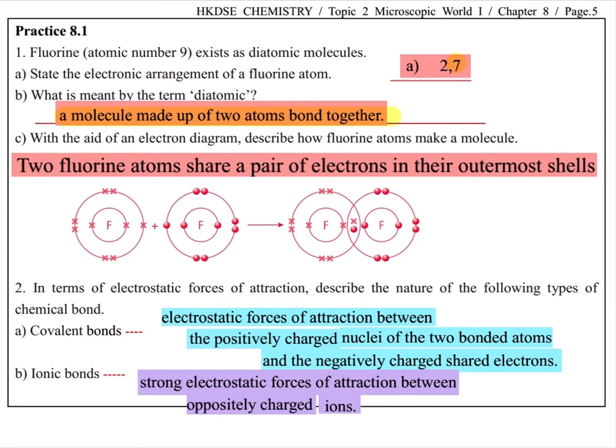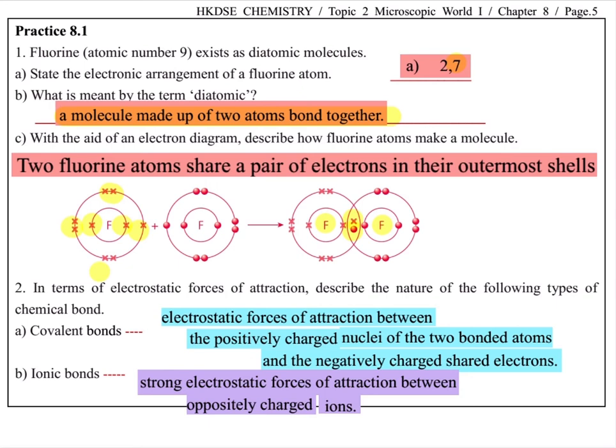So for fluorine, it wants 1 more electron to become 8 electrons in the outermost shell. So it shares 1 electron out. And then another fluorine also shares 1 electron out. So they will make a fluorine molecule after sharing. So here they don't show the outermost shell only. We also show the inner shell, so 2 and then 7 here. And then we make them fluorine molecules.